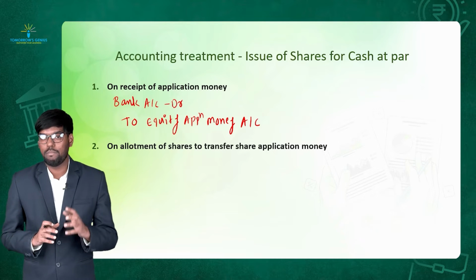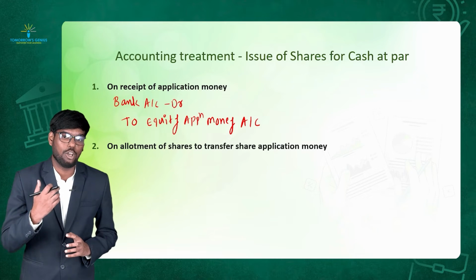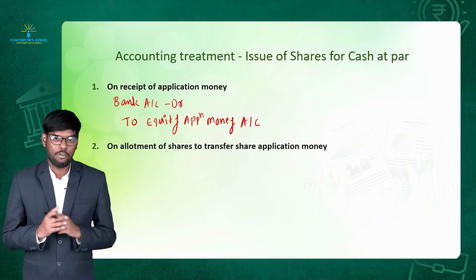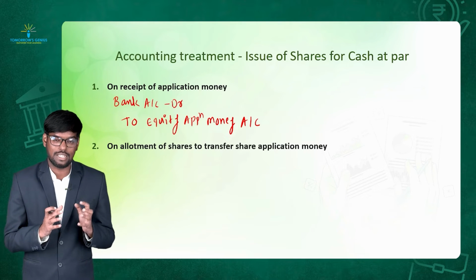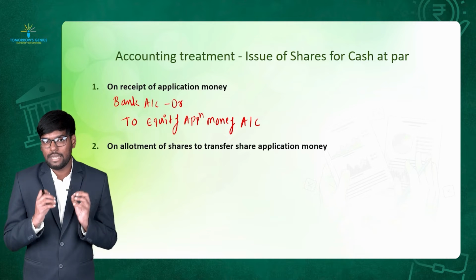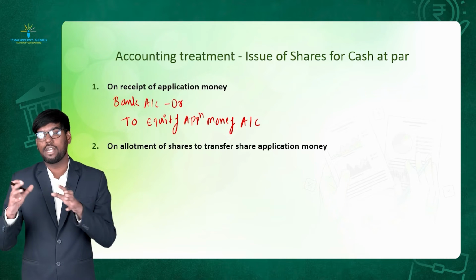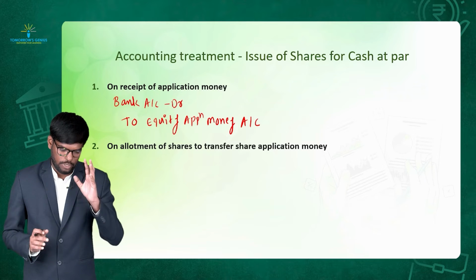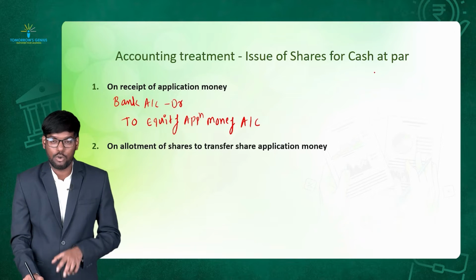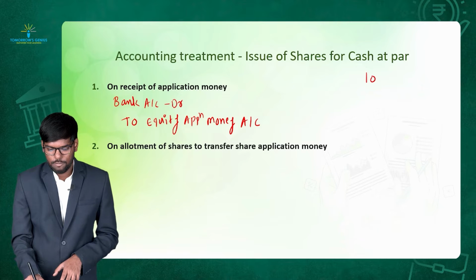Now, if the company has decided to allot the shares, then what do we have to do? That application money is ultimately part of your capital only. So, for example, if the company is going to issue 10 rupee shares at rupees 10 only.